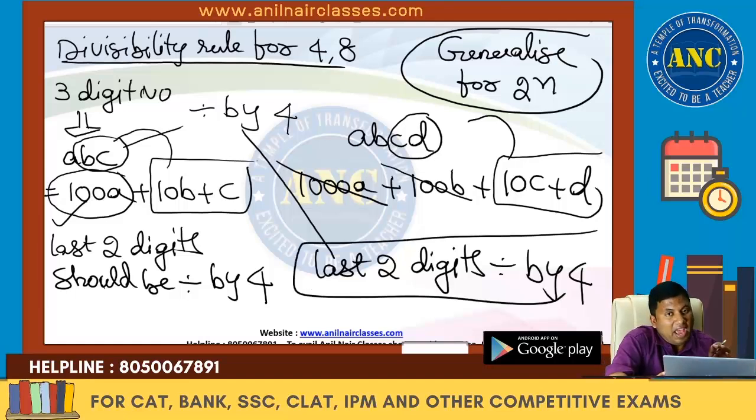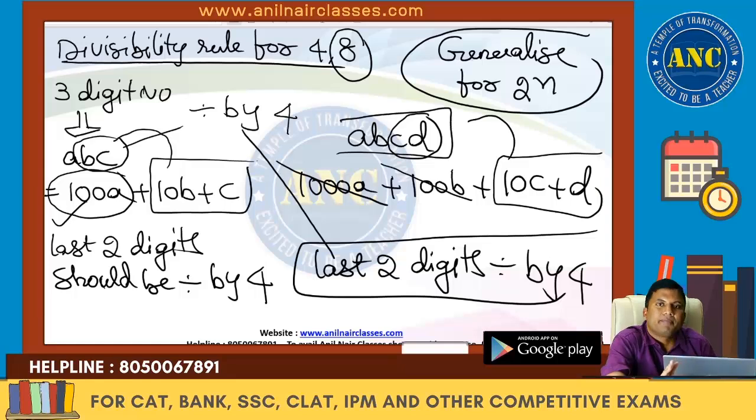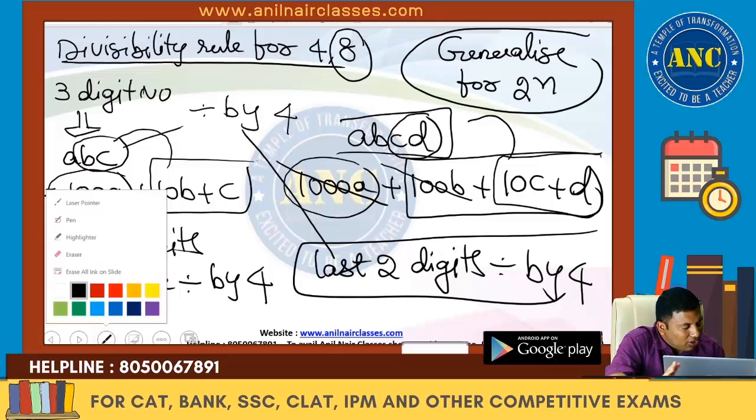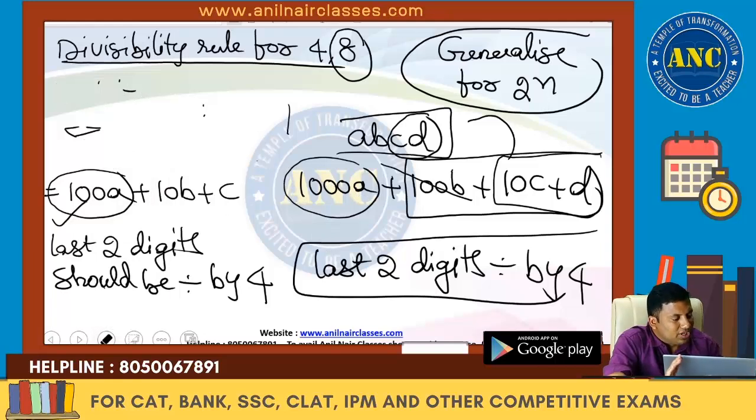Now, a very, very important conclusion. I will do it after I discuss the divisibility rule for 8. If I take the divisibility rule for 8, suppose I take A, B, C, D, 1000 is 8 into 125. That means this entire number should be divisible by 8. Now, I want to optimize a few things.